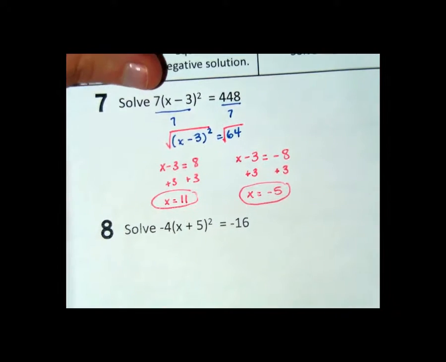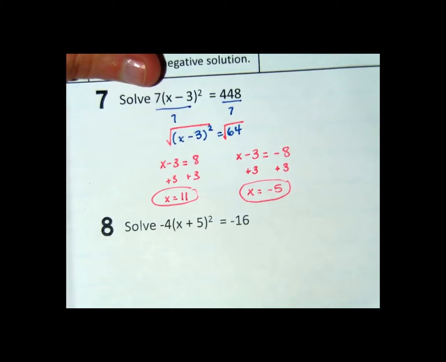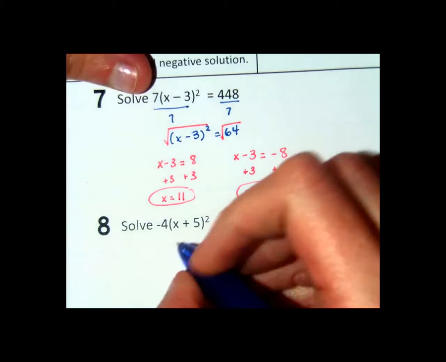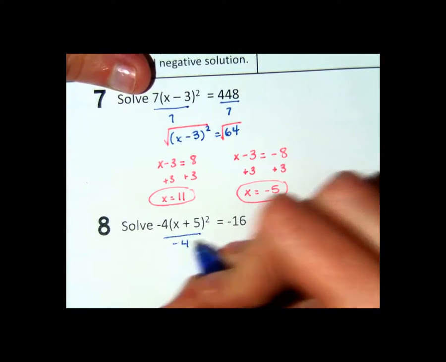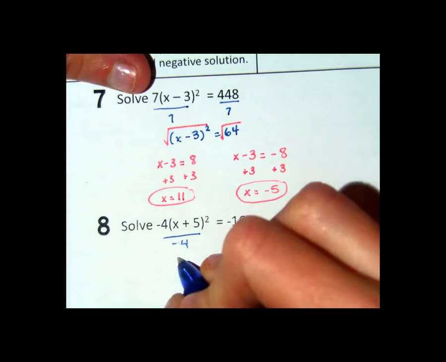Did anybody look at number 8 and think, oh, it's no solution? Is it no solution? It starts off as a negative. What are we going to do, though, before we take the square root? Divide by negative 4. What's negative 16 divided by negative 4?